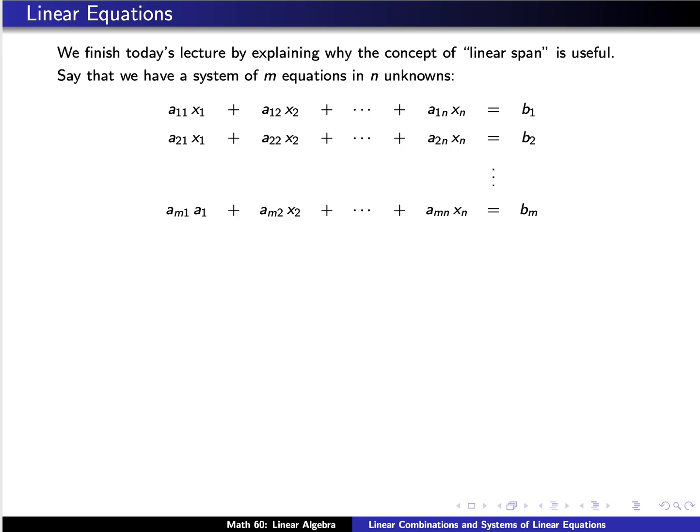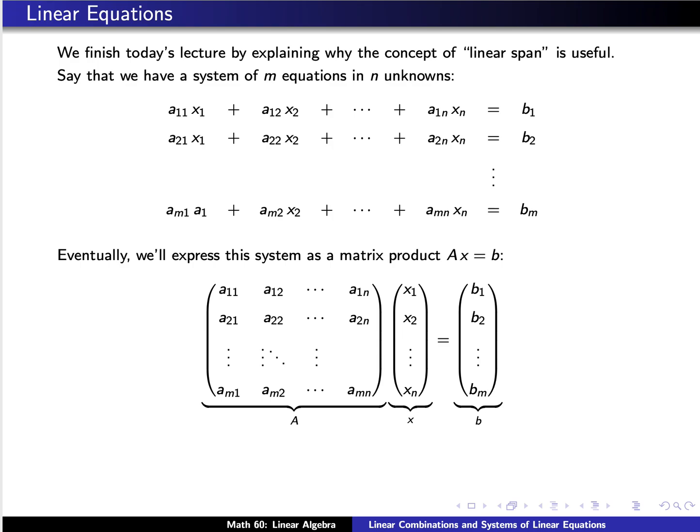In general, let's say that we have a system of m equations and n unknowns. We've written things here so that the coefficients a sub ij are numbers that are given, and on the right-hand side, again, we have coefficients b sub j that are given. It's the variables x1, x2, through x sub n that we'd like to solve for.